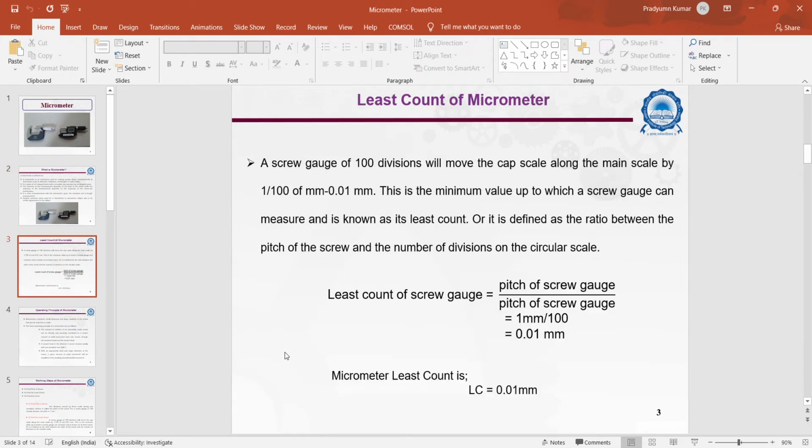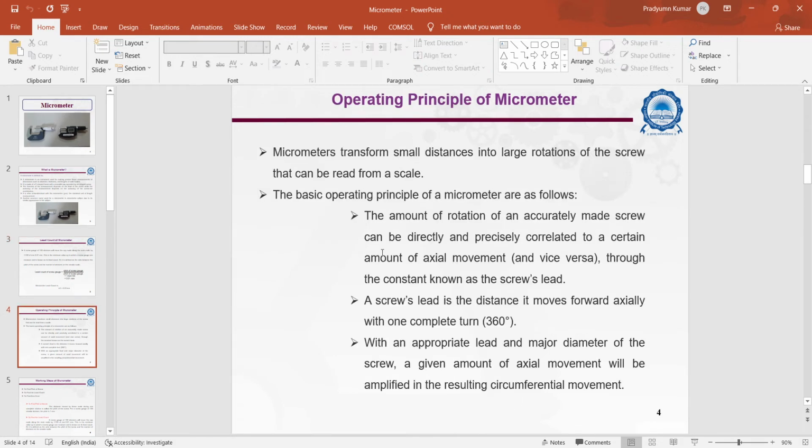So what is the least count of a micrometer? A screw gauge of 100 divisions will move the cap scale along the main scale by 1 upon 100 of a mm, that is 0.01 mm. This is the minimum value up to which a screw gauge can measure and is known as its least count, or it is defined as the ratio between the pitch of the screw and the number of divisions on the circular scale. Least count of screw gauge is the pitch of the screw, 1 mm, divided by 100, so that is 0.01 mm. So the micrometer least count is 0.01 mm.